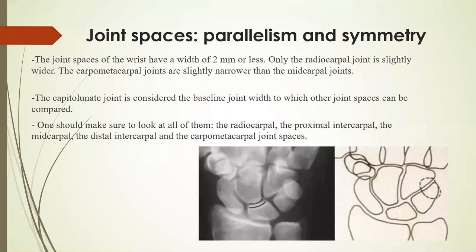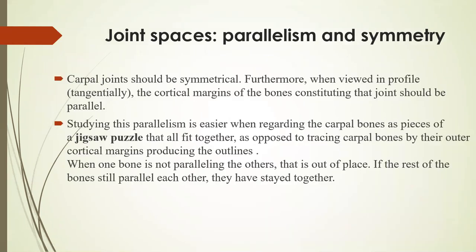One should make sure to look at all of them: the radiocarpal, proximal intercarpal, midcarpal, distal intercarpal, and carpometacarpal joint spaces. Carpal joints should be symmetrical. Furthermore, when viewed in profile tangentially, the cortical margins of the bones constituting that joint should be parallel. Studying this parallelism is easier when regarding the carpal bones as pieces of a jigsaw puzzle that all fit together, as opposed to tracing carpal bones by their outer cortical margins. When one bone is not paralleling the other, it is out of place. If the rest of the bones still parallel each other, they have stayed together.